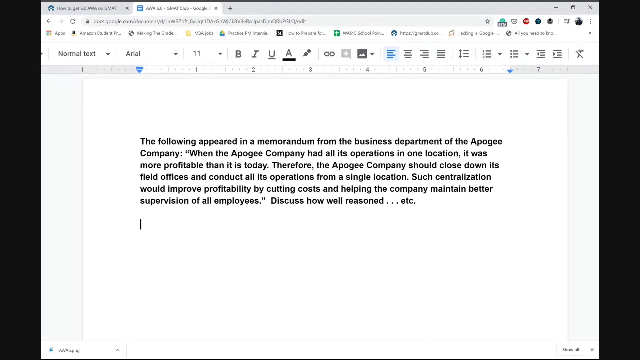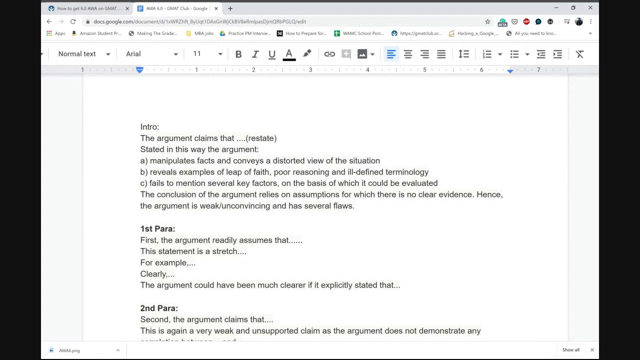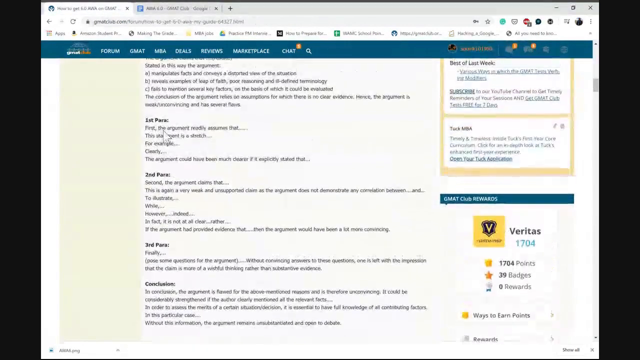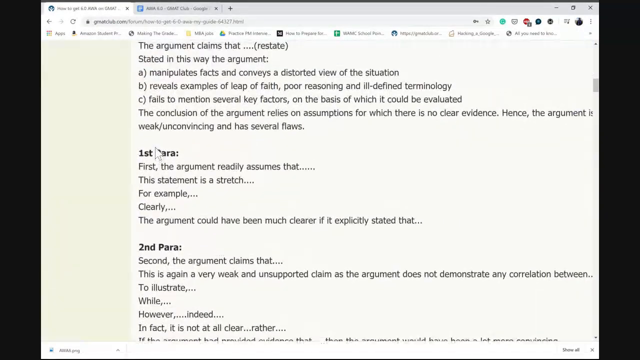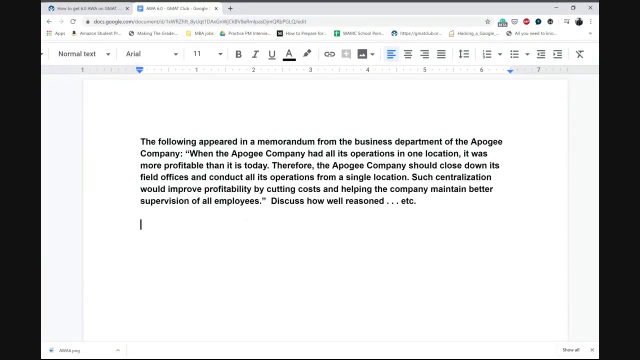So that's the whole prompt, right? And then you will have a very common thing: discuss how well reasoned you find the argument, blah blah blah. That's basically the AWA question, right? So we're going to try to solve this exact question using the structure that I showed you here. So this is the structure. We are going to use the same structure. We might change a little bit of wording here and there, but we're going to use the same structure to get a really good response for this AWA question.